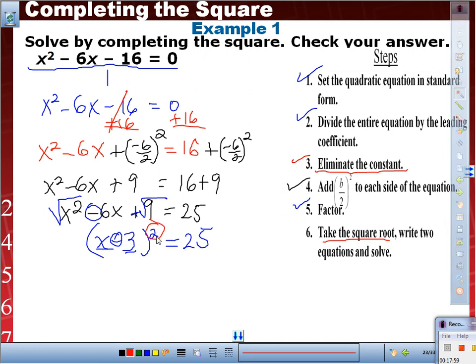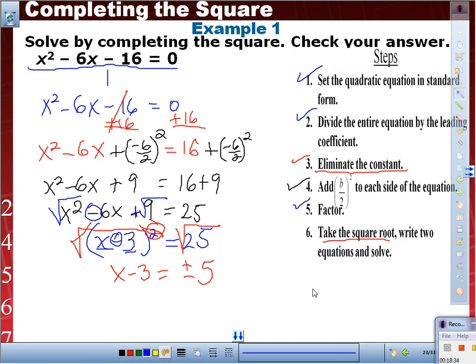What is the inverse of a squared? Square root. That cancels that. Whatever I do to one side, I do to the other. This cancels this. We're left with x minus 3 equals, check this out, plus minus 5. You're saying, what? Positive 5 times positive 5 is? Negative 5 times negative 5 is? That's why we write plus minus 5. Are we there so far?